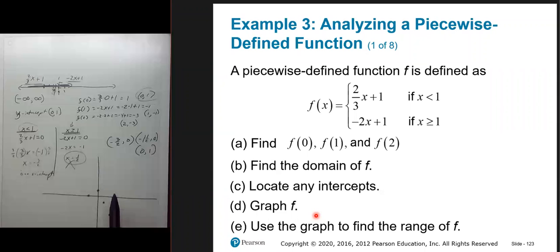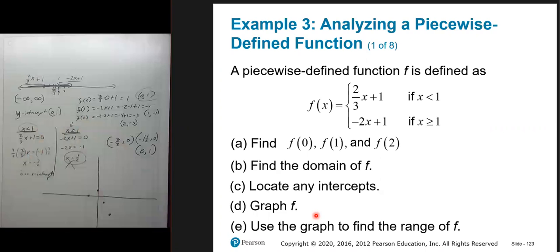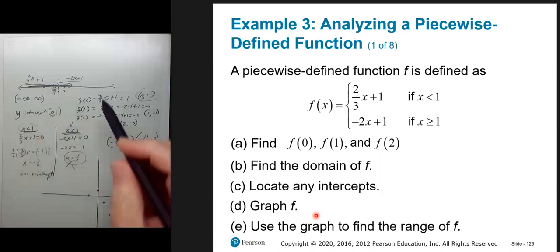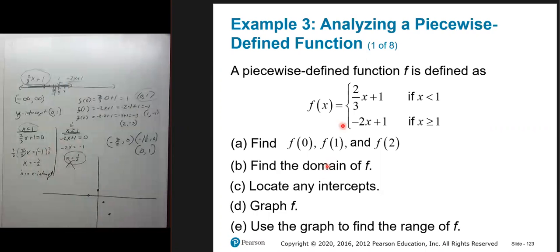Now, 1 being a boundary point in our domain is very important. I need to look to see what each portion of the graph looks like at that boundary point. Even though 1 is not part of the domain of this portion of the function, I want to know what is happening to the function as x gets closer and closer to 1 from the negative side. What's happening to the y values?